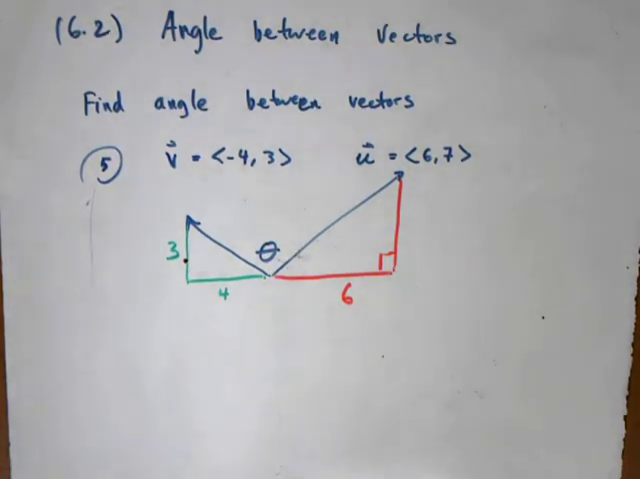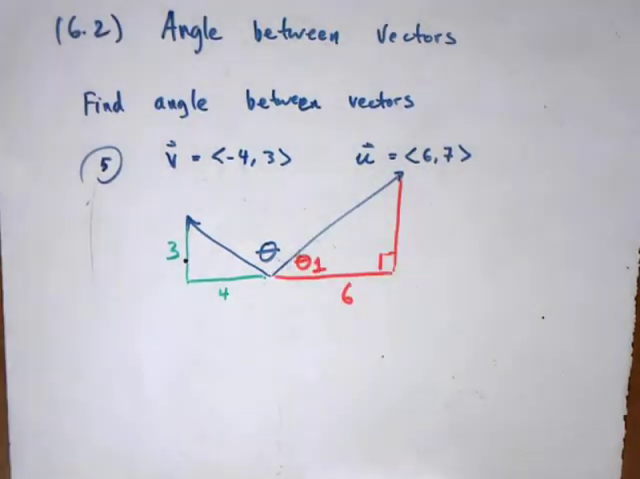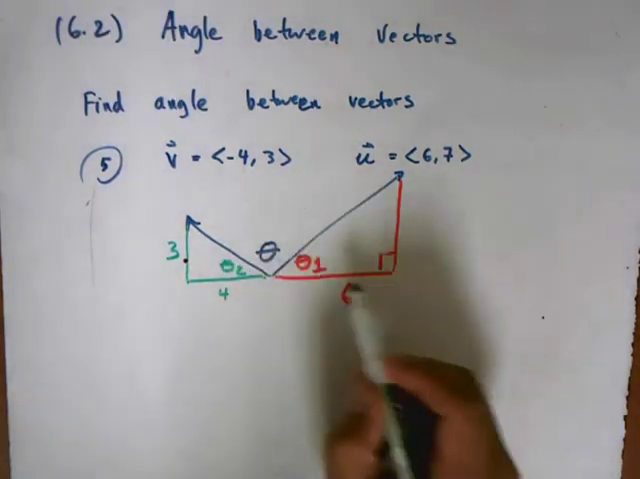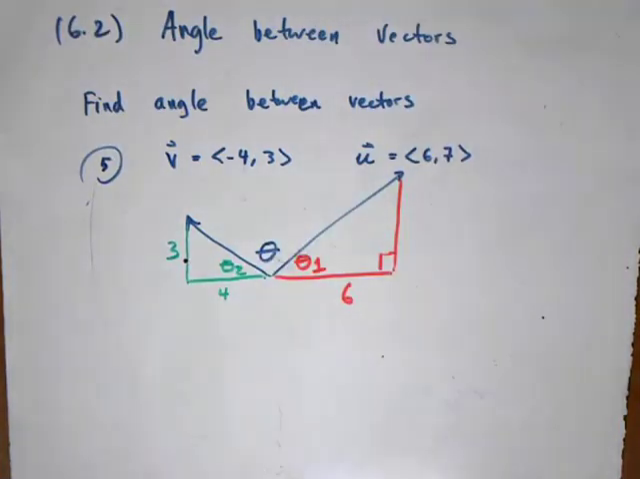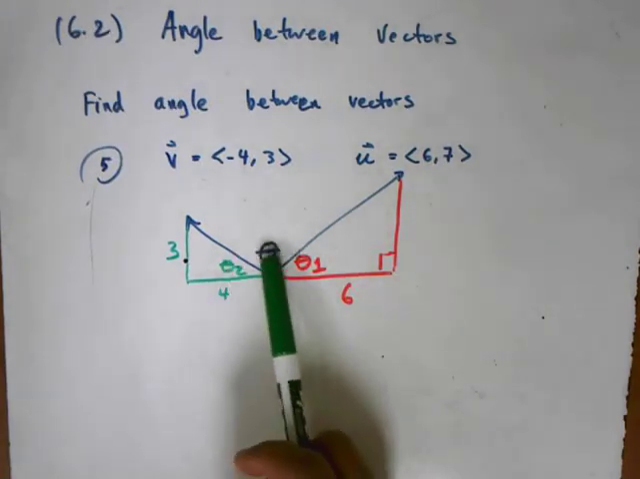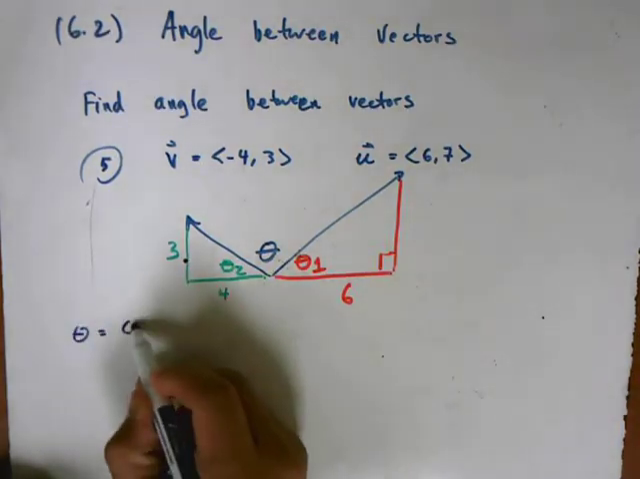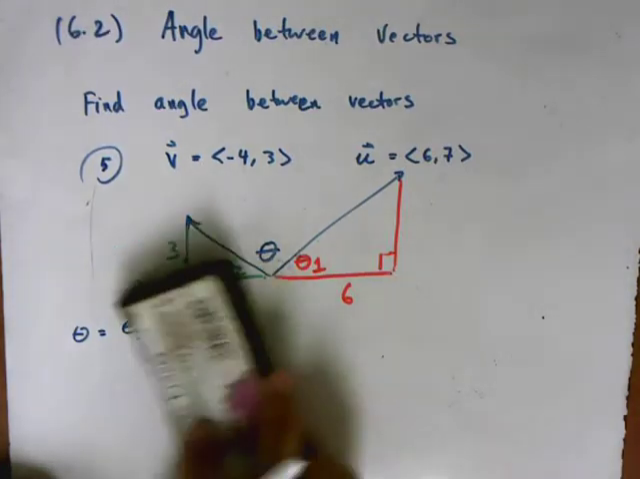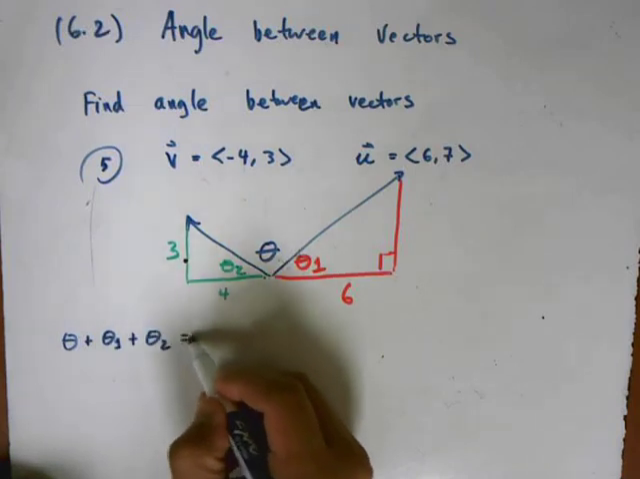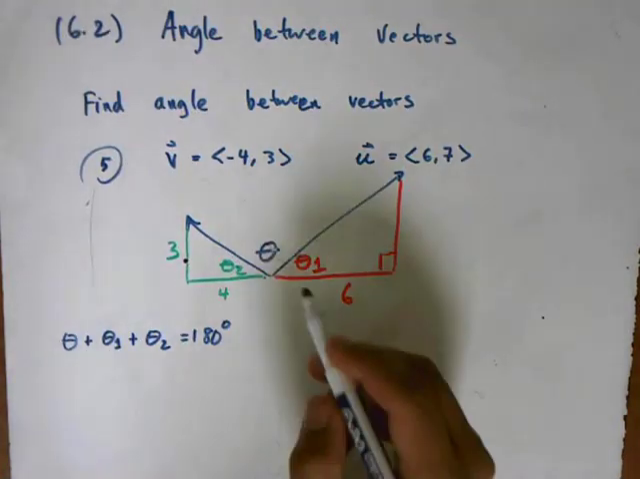And we have some angles here that we can use. I know that this angle in the red triangle here, we'll call this theta 1. And we'll call this other angle over here theta 2. So I have theta, theta 1, and theta 2. And you can see here that if you want to find theta, you just use the fact that these three angles add up to 180 degrees. So this is the equation that we're going to use here. Theta plus theta 1 plus theta 2 equals 180 degrees. And again, we're solving for theta.